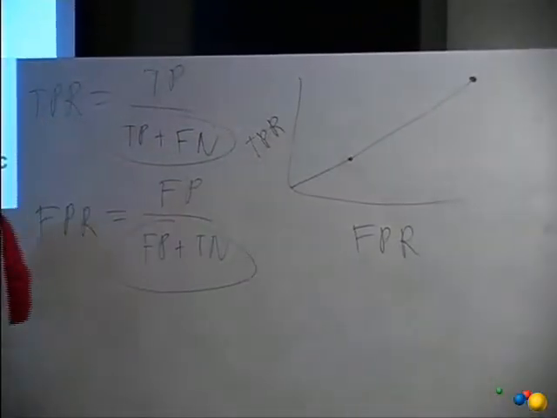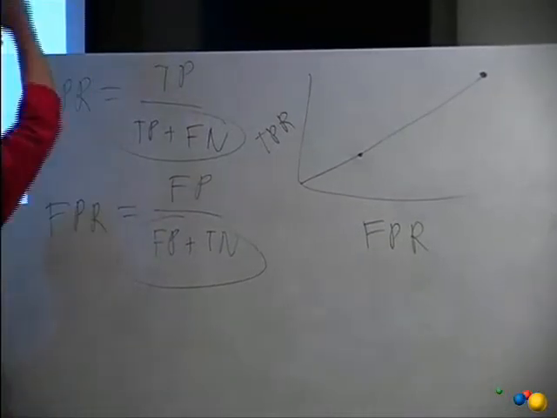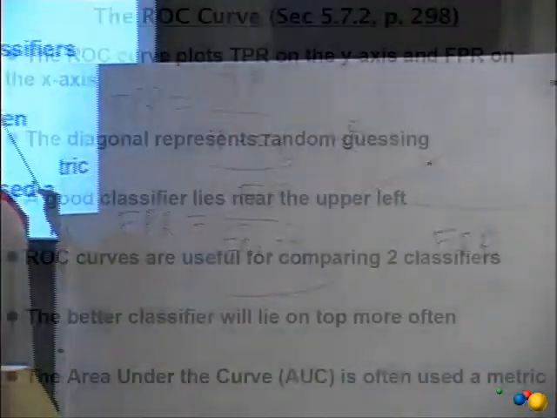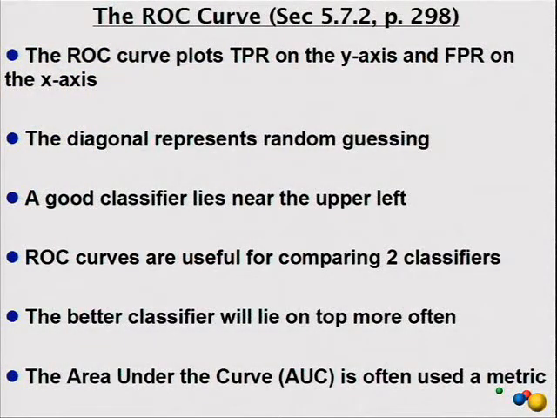A good classifier, we want to be in the upper left of the plot. Of course, the perfect classifier would go straight up and then shoot straight over. These are useful for comparing two classifiers, again, for a range of values. You want the classifier that lies on top, and the area under the curve. If you have to pick one single metric from the ROC curve, sometimes people literally look at the area under the curve. Of course, a perfect classifier would have area of 1.0. Random guessing would have an area of 0.50.